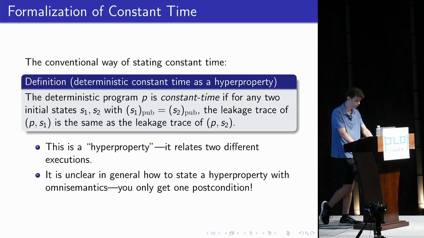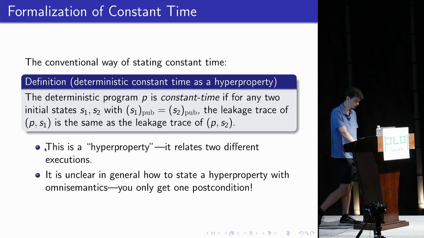The conventional way of stating this is that P is constant time if for any two initial states with the same public parts, these should lead to the same leakage trace of the program. This should be intuitive, a straightforward formalization of our informal notion of constant time.